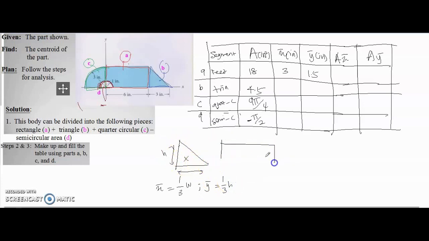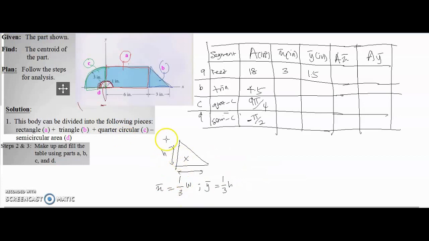Different from the rectangle or square, because it is symmetrical, the centroid is simply at the center, which means that x bar is equal to 1 over 2, half of the width, and half of the height. Okay, different from the triangle, so please remember this one and bear it in mind.